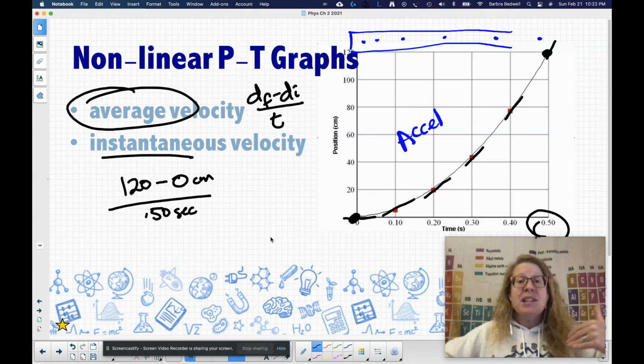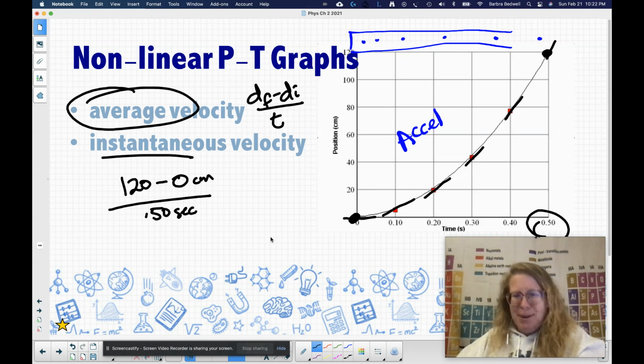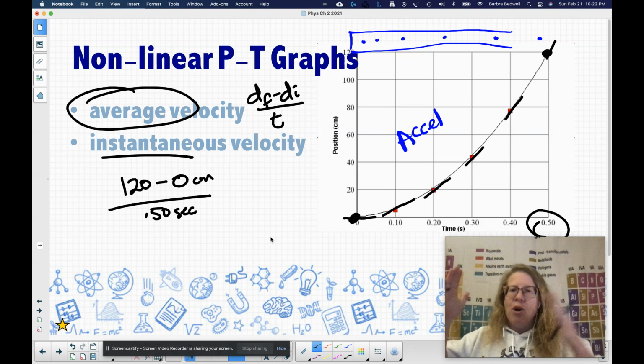My instantaneous velocity at any point could have been 55 miles an hour. Could have been 0 if I'm at the snack. Could have been going 80. I would never speed. Or it could have been 10 miles an hour as I'm crawling up to a stop sign. So again, your average is the whole journey, start to finish. Instantaneous is at any particular instant along the line.